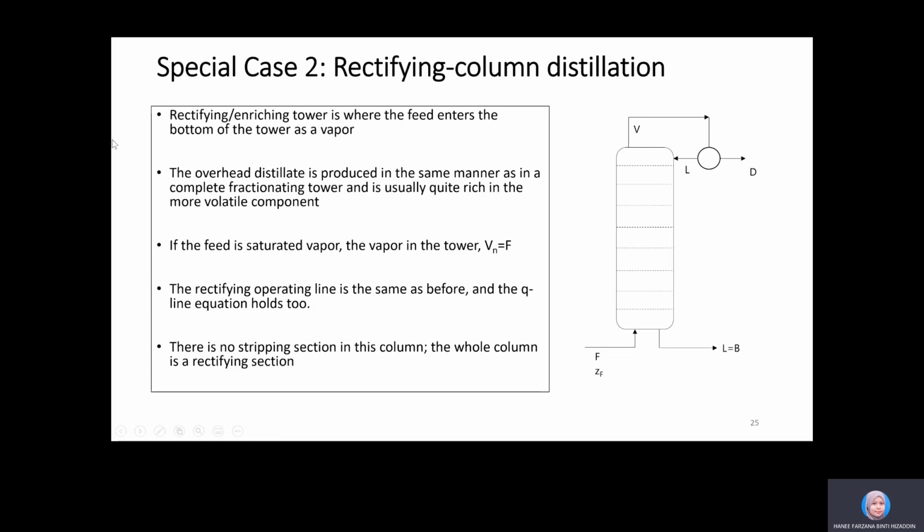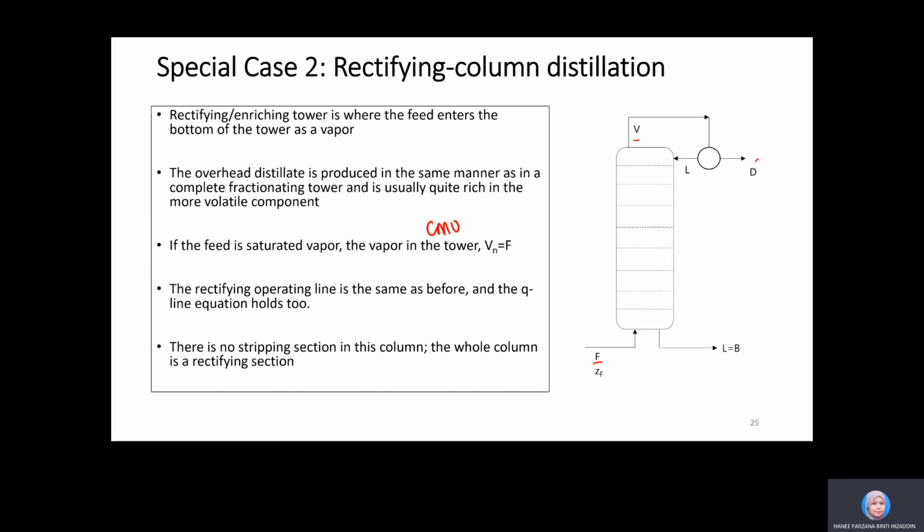A rectifying or enriching tower is one where the feed enters the bottom of the tower as vapor. The overhead distillate is produced in the same manner as in a complete fractionating tower and is usually quite rich in the more volatile component. If the feed is a saturated vapor, assuming constant molar overflow, CMO, then F equals V.